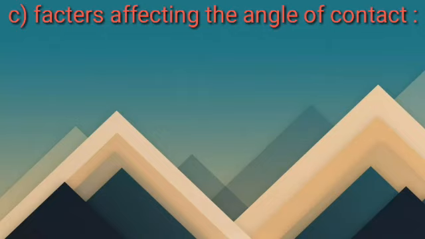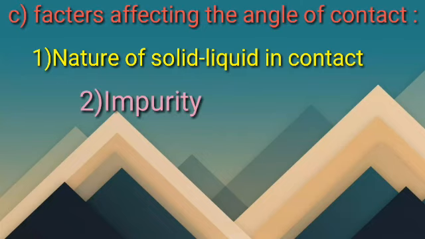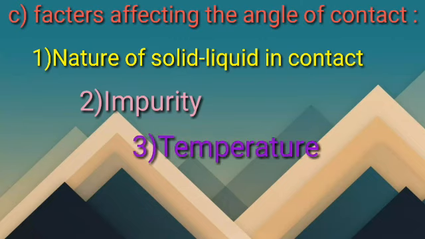Factors affecting the angle of contact. The value of the angle of contact depends on some factors. First, the nature of the liquid and solid pair in contact. Second, impurity. Impurities present in the liquid change the angle of contact. Next, the temperature of the liquid. Any increase in the temperature of the liquid decreases its angle of contact for a given solid-liquid surface. The angle of contact is constant at a given temperature.